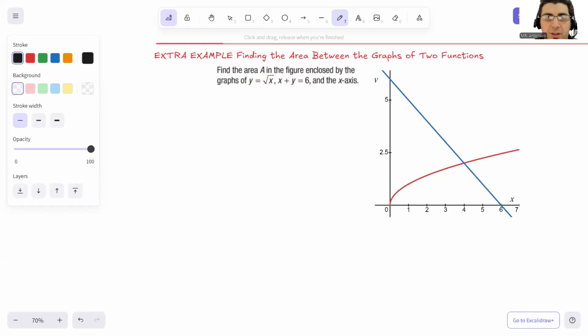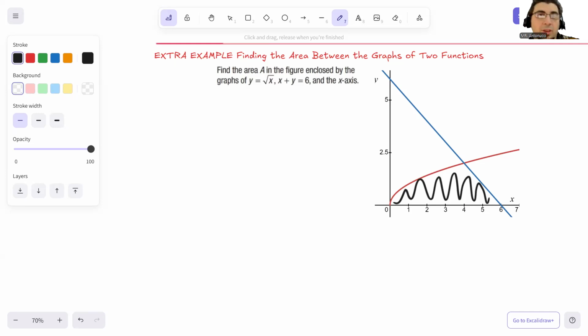I'm going to go over this extra example with you. Find the area in the figure enclosed by the graph of square root x, x plus y equals 6, and the x-axis. So square root x is the red graph, x plus y equals 6 is the blue one, and the region is what's trapped in between those two and the x-axis.